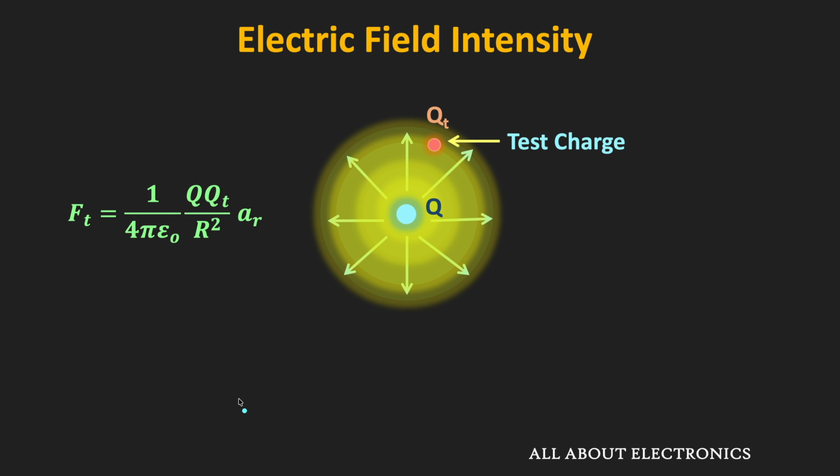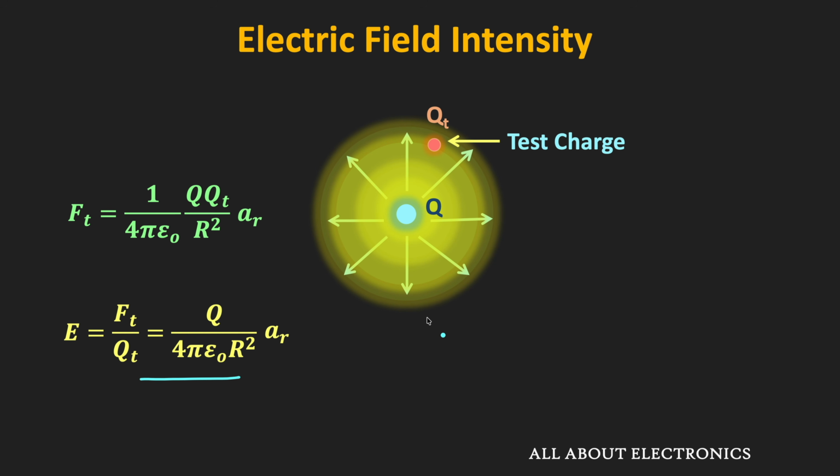So here this electric field intensity is the force per unit charge. That means if we divide this force with the test charge, then we will get the force that is experienced by this unit test charge because of this charge q. So basically, this expression represents the intensity of the electric field at the specific location irrespective of the magnitude of the test charge.